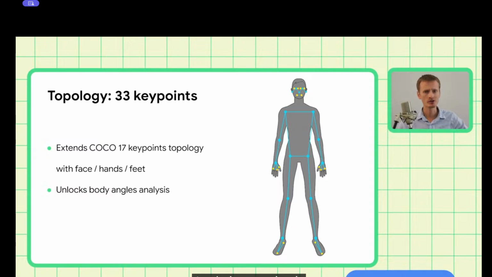Let's have a look at the pose topology. We extended the existing de facto standard 17 key point COCO topology with hand, feet, and face key points, which are marked with yellow on a figure. And now it is possible to estimate scale and rotation for hands and feet, for instance.